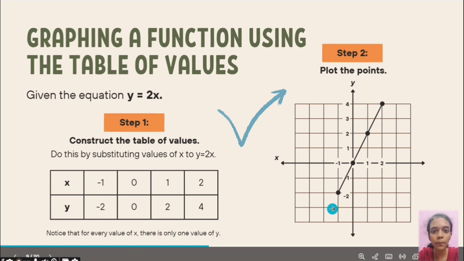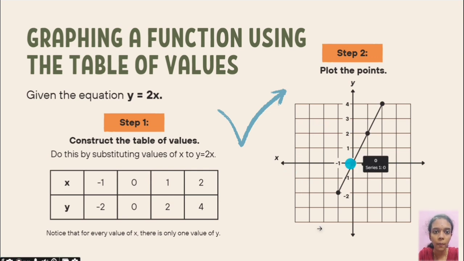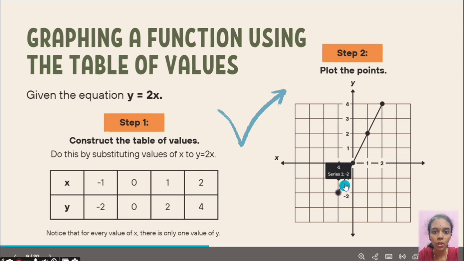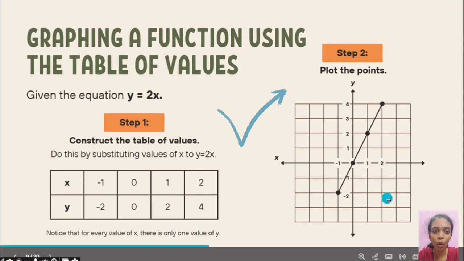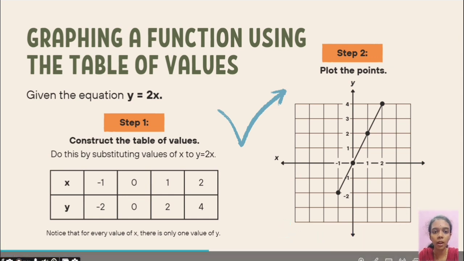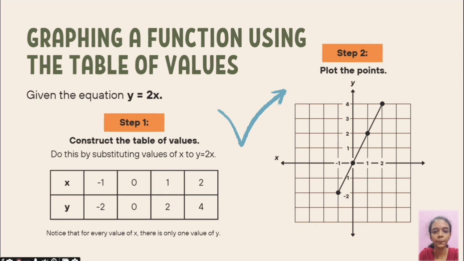Now let's plot the points on the graph. Minus 1, minus 2; 0, 0; 1, 2; and 2, 4. Once we plot them, we can draw a straight line through these points. Now, you know how to take an equation, make a table of values and draw it as a graph step by step.